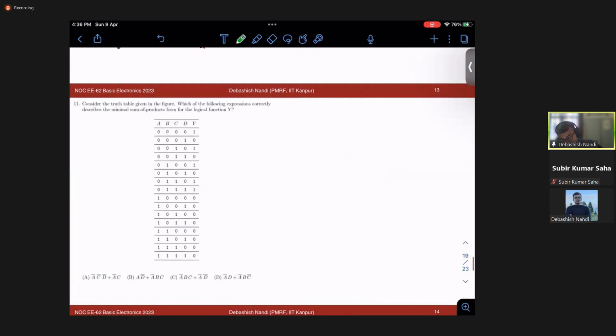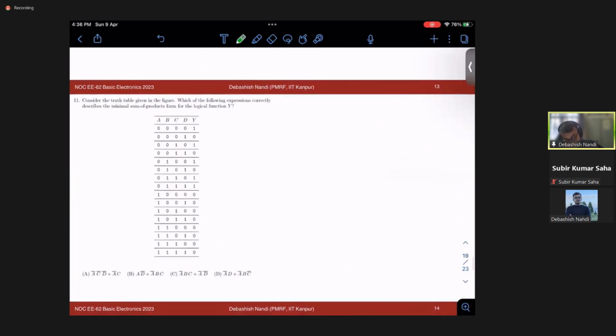Okay. So now let's see in the truth table given below which of the following expression correctly describes the minimal sum of product form of the logical function. Simple thing, we have been doing this for a long time. So what is the way? Simply draw the Karnaugh map.